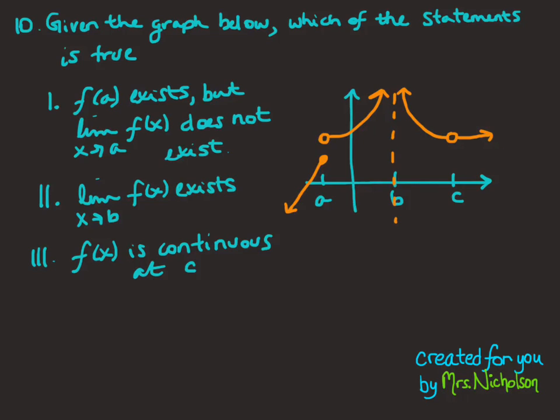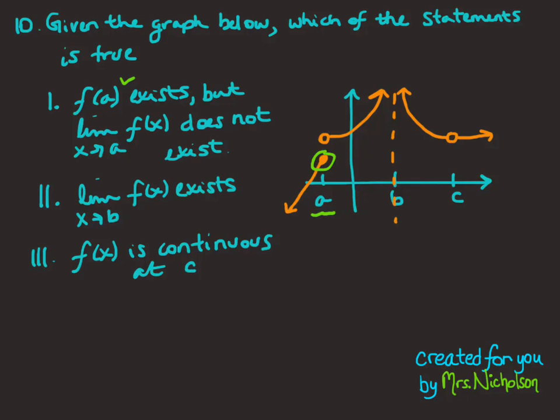Okay, on this question, number 10, given the graph below, which of these statements is true? So let's look at each one. First statement says f of a exists, and I'm just going to stop there and check that. If I look at the graph, here's a, and notice I've got this colored in circle right here, so that is true. F of a exists. But the limit as x approaches a does not exist.